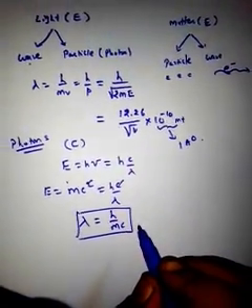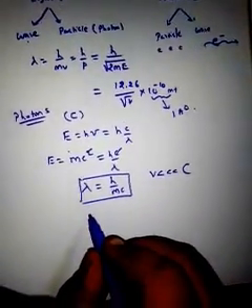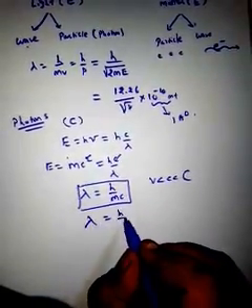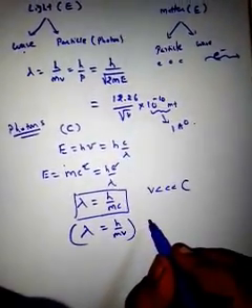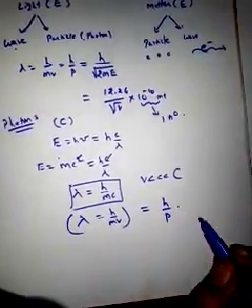For a material body, generally they travel far less than the velocity of light c. So replacing c by v, we can write lambda is equal to h by mv. And we know that mv is momentum, so this can be written as h by p.